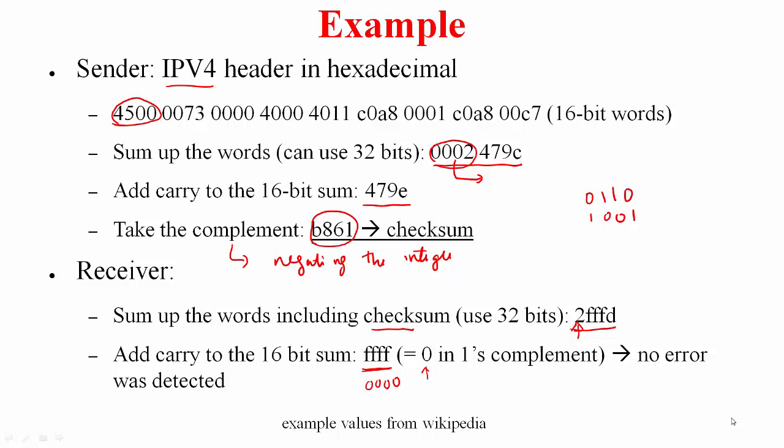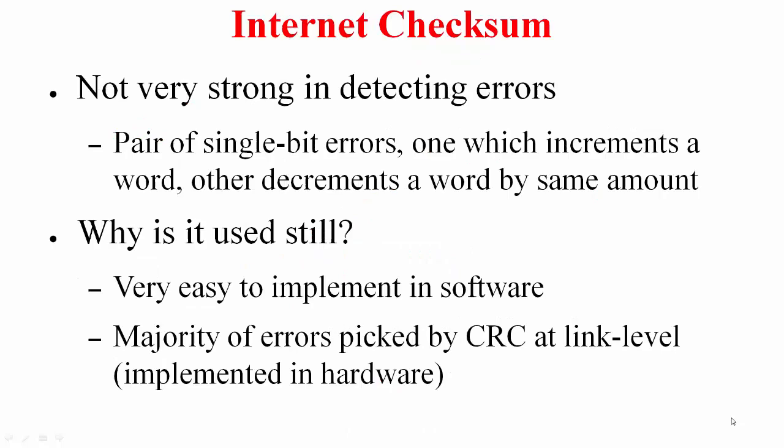So here is a hint. Think in terms of arithmetic. So that's right. This internet checksum is not very strong in detecting errors. For example, if you have a pair of single-bit errors, one of which increments a word and the other decrements a word by the same amount, the sum is going to stay the same, and thereby it fails.